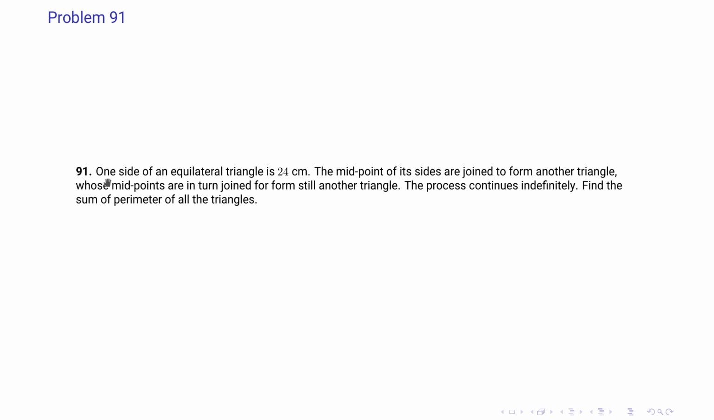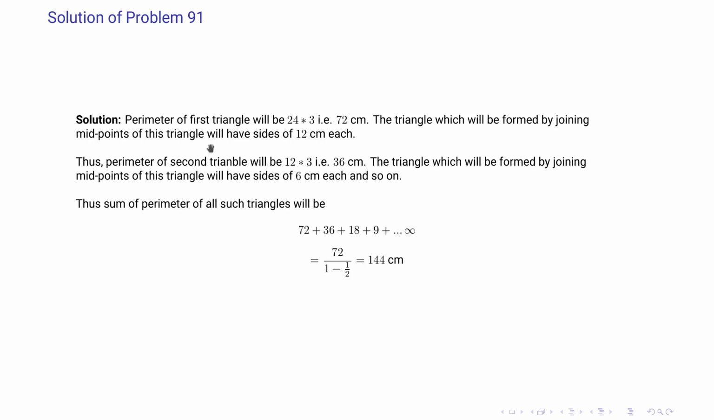Problem number 91 says that one side of an equilateral triangle is 24 centimeter. The midpoints of its sides are joined to form another triangle, whose midpoints are in turn joined to form still another triangle. The process continues indefinitely. Find the sum of the perimeters of all the triangles. So the perimeter of the first triangle would be 24 into 3, that is 72 centimeter.